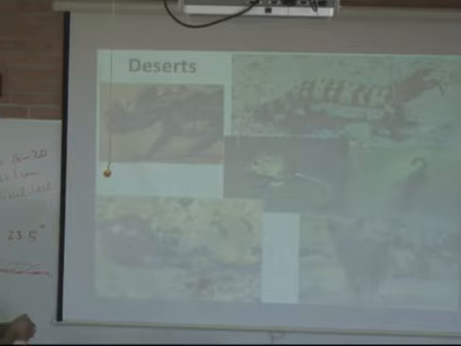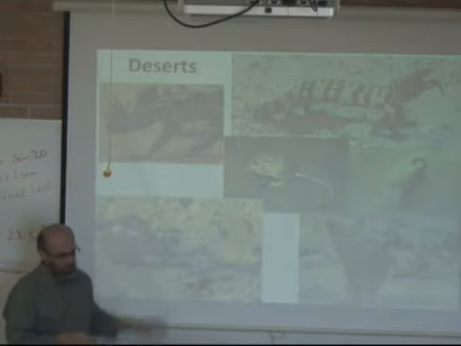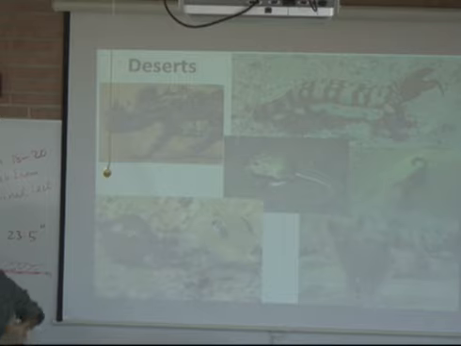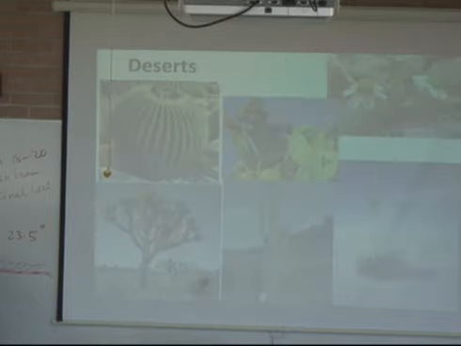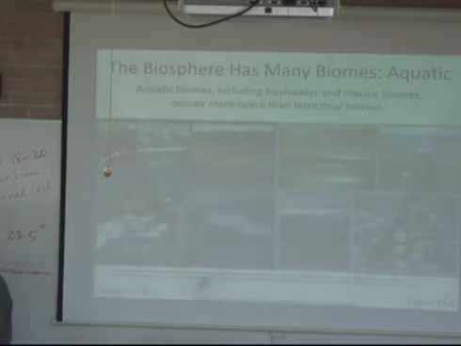They have some animals that live there. Mostly they are reptiles and small rodents that live there. No large animals live there. So cactus is a characteristic of that biome.